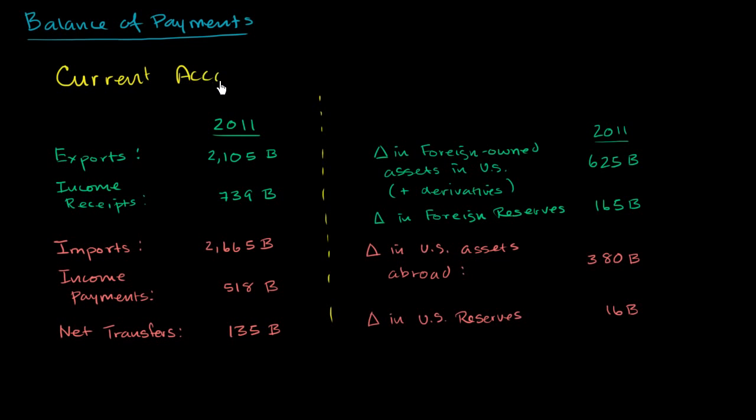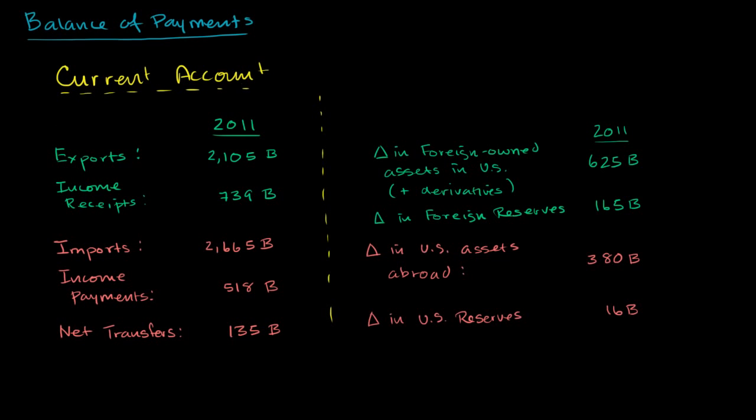The current account focuses on things related to trade, so exports and imports, things related to income in that period. So if I'm getting dividends from a stock that's a German company, or if someone in Germany is getting dividends from a stock that's an American company, and just transfers of money. I give money to my mom in France to help support her. So that's what's factored in the current account.